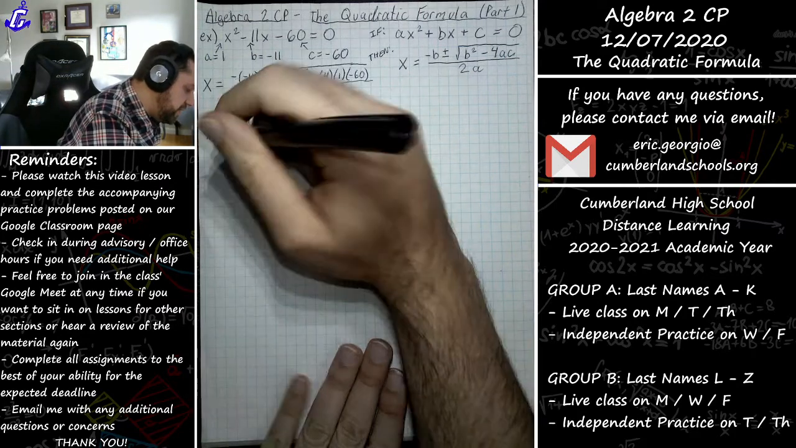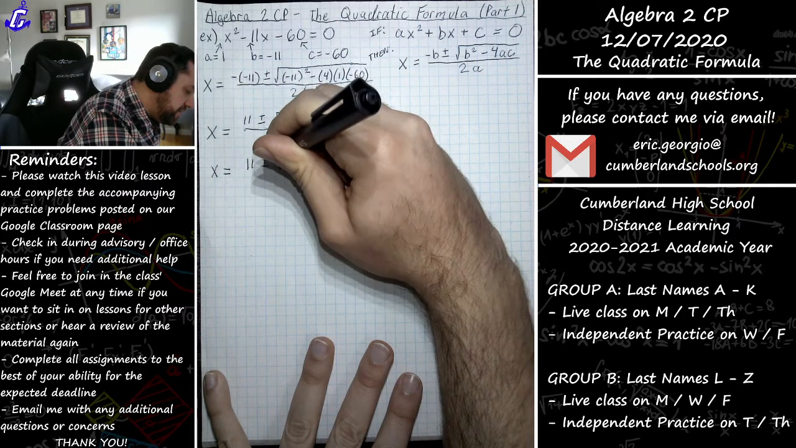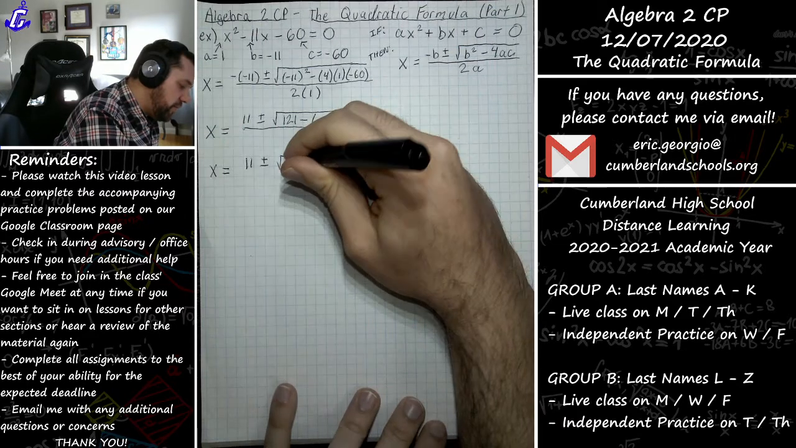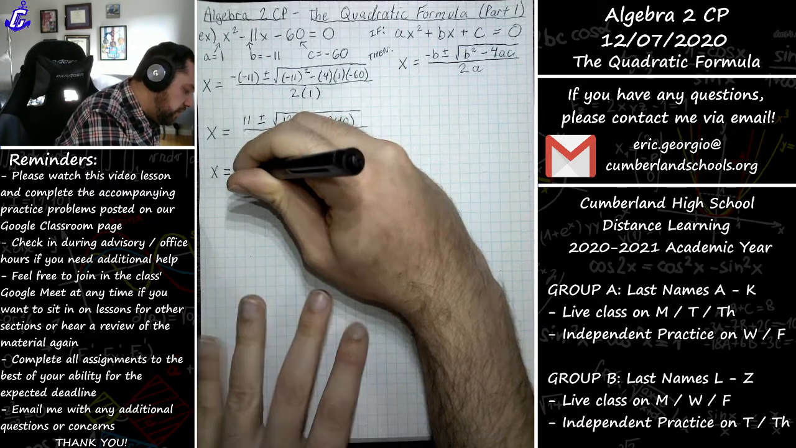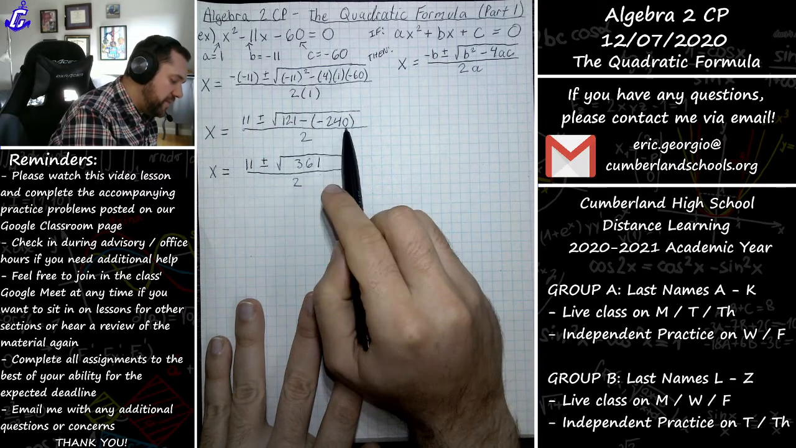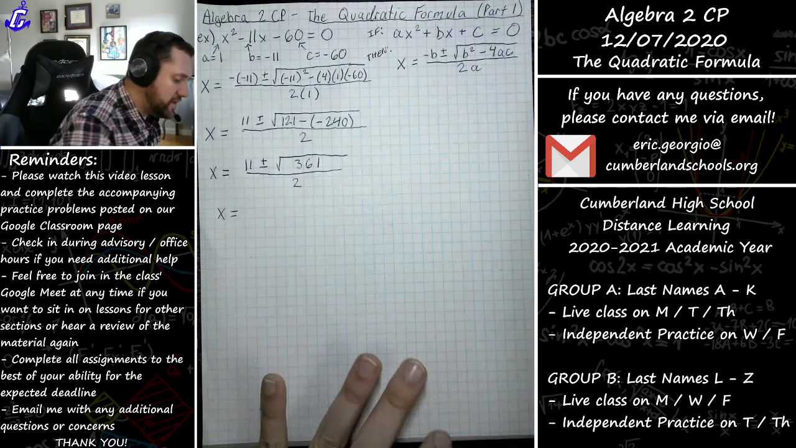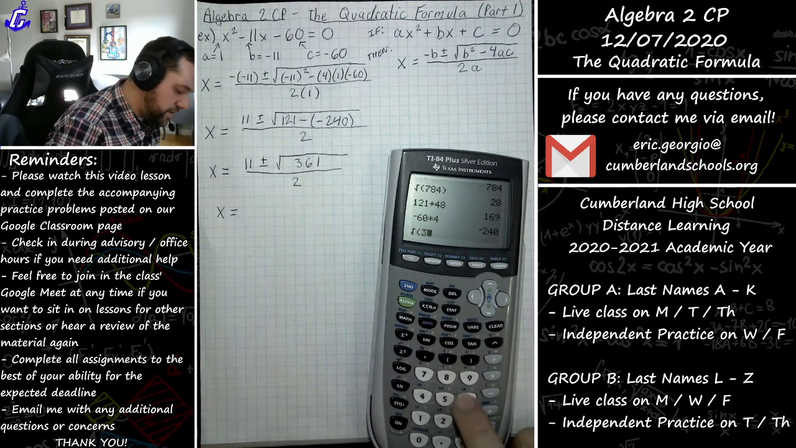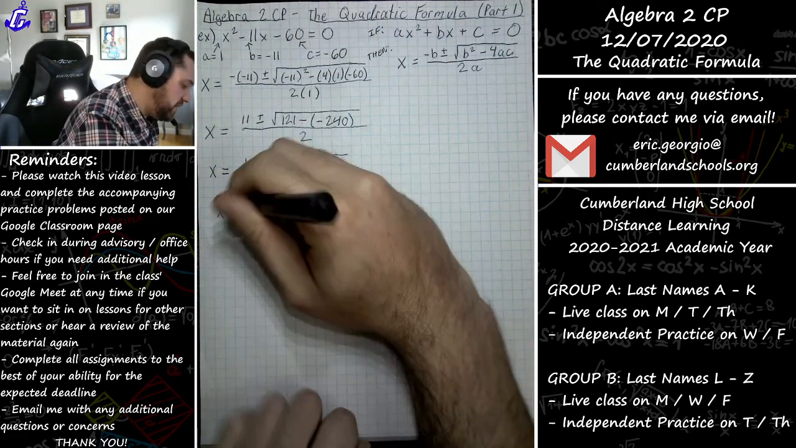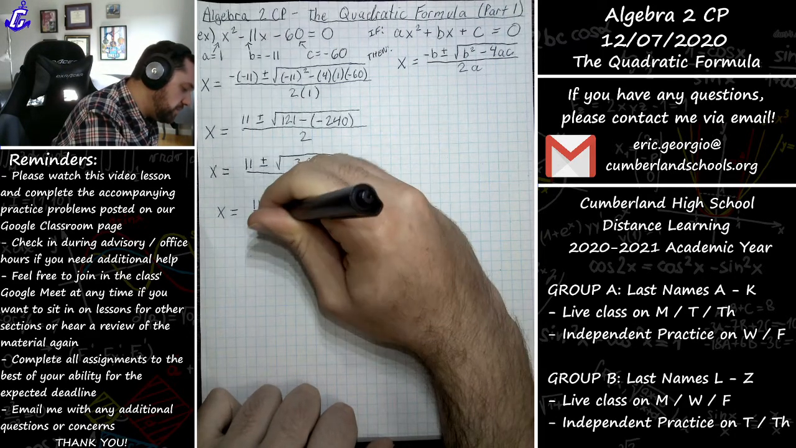So we continue working this out. We're going to get x equals 11 plus or minus the square root of 121 plus 240, which is going to be 361, all over 2. Notice that becomes positive because the opposite of a negative is a positive here, right? And now we can take the square root of 361. I hope it's a perfect square. It's good if it is. We can say the square root of 361 is in fact a perfect square. It's 19. So I'd say that x equals 11 plus or minus 19 over 2.